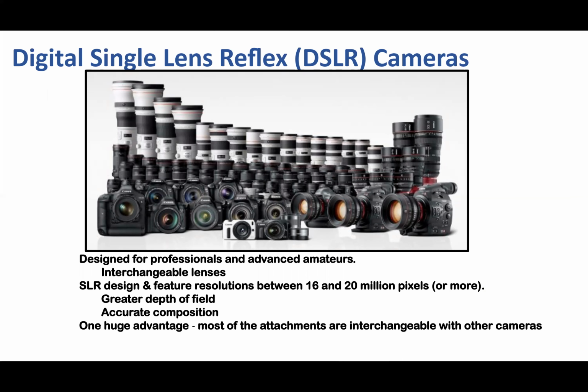If it's far away or close up, the depth of field means what range of distance is going to be clear in your photograph. Like for the older cameras, you might be able to get 3 or 5 feet clear, and then all of the background is kind of fuzzy. Well, that's not a good depth of field, right? It has accurate composition, SLR cameras, and most of the attachments are interchangeable with other cameras. So those are some of the advantages.